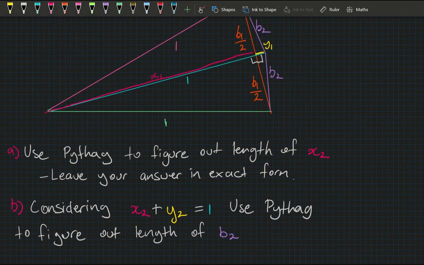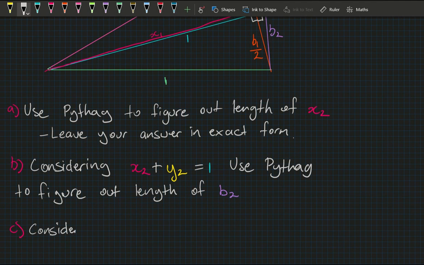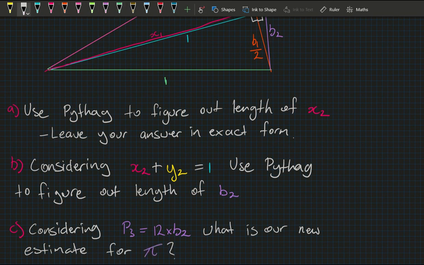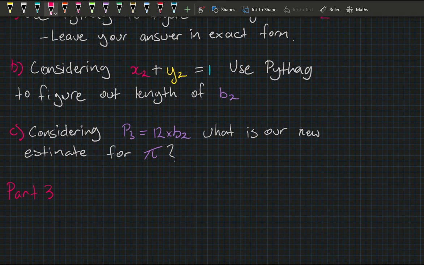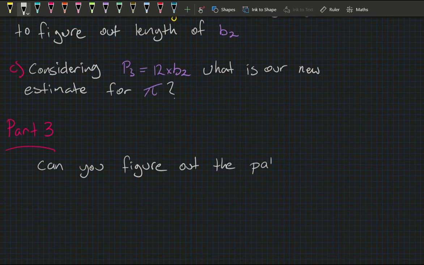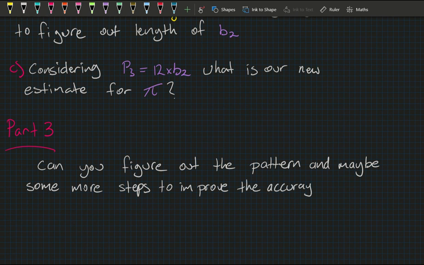And then lastly, C for part 2 is considering that P3 is going to equal 12 times B2, what is our new estimate for pi? And now let's move on to part 3. So in part 3, my question for you is, can you figure out the pattern and maybe some more steps to improve the accuracy of this estimation of pi?